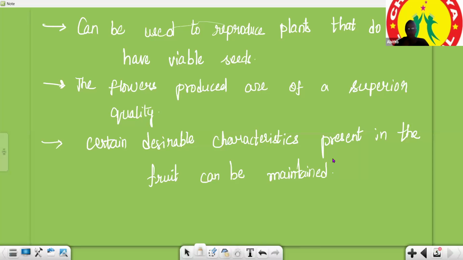Understand what are the examples, advantages. So what is the main advantage? You can get exactly the same copy as the parent. And this type of reproduction helps us to produce a new plant if the seeds are not viable, and you can get superior quality flowers, as well as the fruit quality also maintained. Okay, clear?